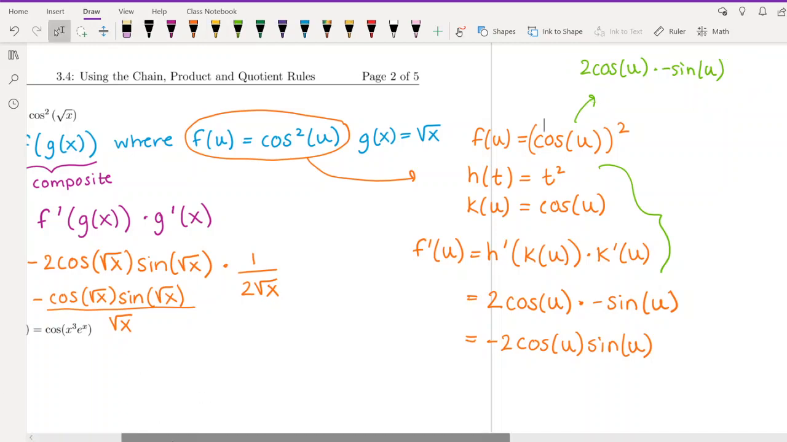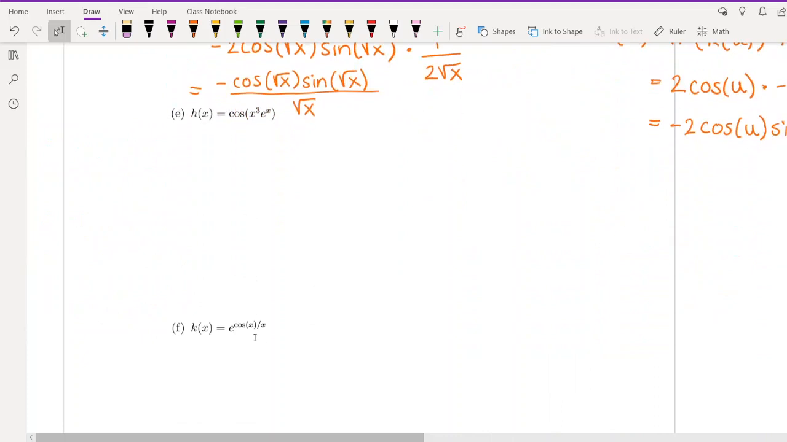Okay, so let's look at a couple more examples. So this next one, let's try to figure out what kind of function this is. So we can see that there's multiplication going on, right? There's x cubed times e to the x. However, that multiplication is happening inside of the cosine. So we would not be able to write this function down as a product of two things, right?